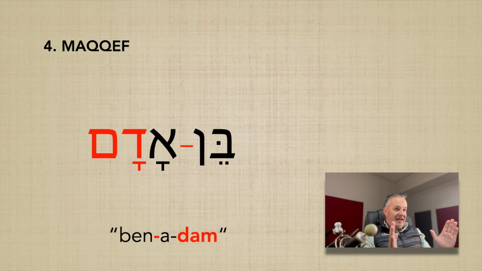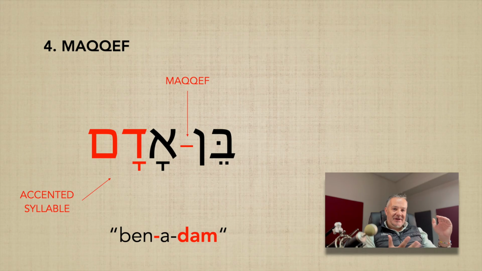Ben Adam means the son of Adam. Okay, but when you put the MAQQEF in, it becomes Ben Adam. And note also, now the accent moves away from the ben. Normally the accent would fall on the part ben because it is a closed syllable with an accent. But here, Ben Adam, the MAQQEF shifts the accent towards the Adam part. So Ben Adam, son of man or son of Adam. The accent now falls on the Adam part, Ben Adam.